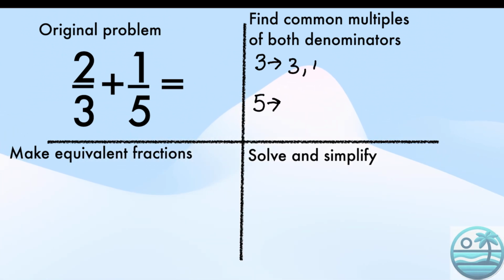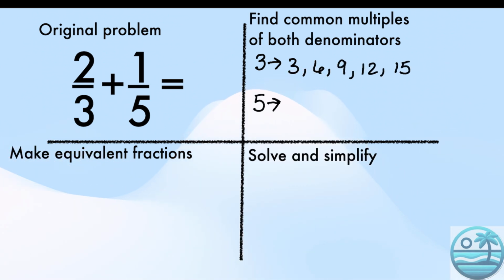3, 6, 9, 12, 15. Again, I'm doing 5. It seems to be a good place to start. And I'm separating all my values with a comma just so I can tell they're separate numbers. Now I'm going to find the multiples of my 5. I really only need to do this until I find a match. I don't have to keep going.